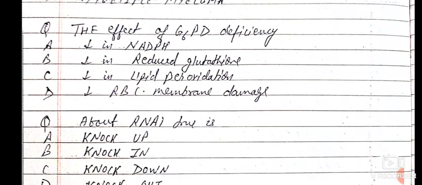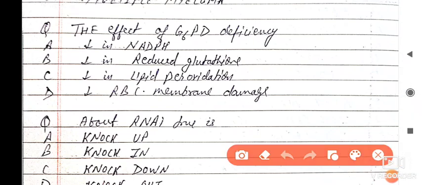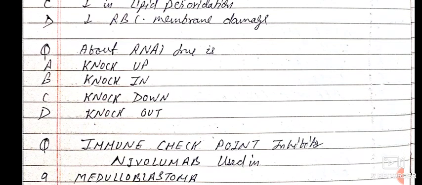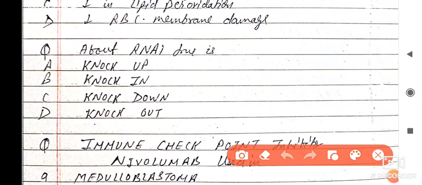Okay, now the effect of G6PD deficiency. So all options are in front of you. In G6PD deficiency, we see a decrease in NADPH level and RBC membrane damage. We can say in hereditary spherocytosis we see a membrane disorder, but here there is a decrease in NADPH level. Okay. About RNAi, what is true is that RNAi represents knockdown.